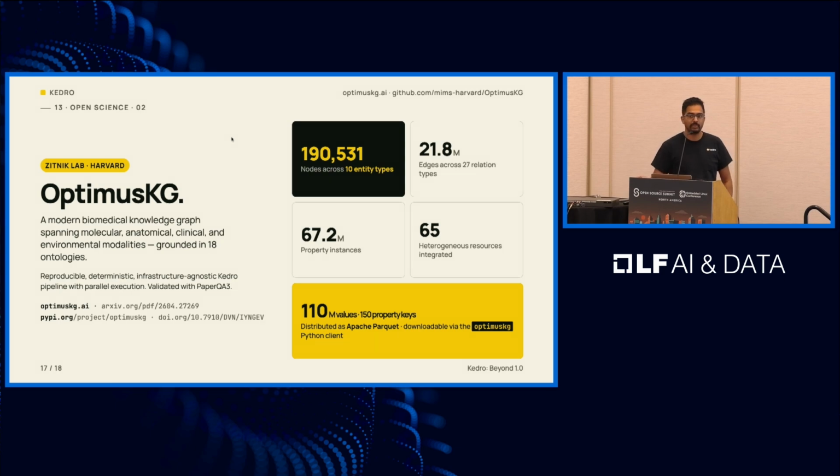Similarly, something I just heard about last week coming out of the Zitnik lab at Harvard is Optimus KG. It's a knowledge graph around some of that medical knowledge and ontologies. They've also got some papers and various things out there, again, fully open source.